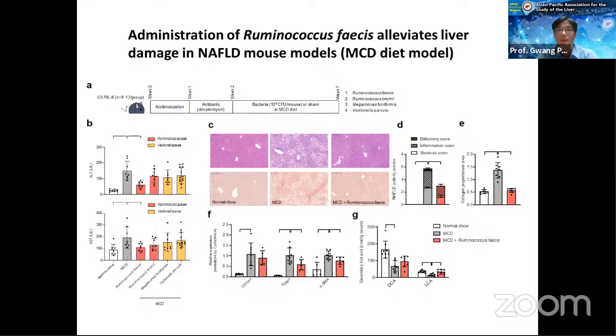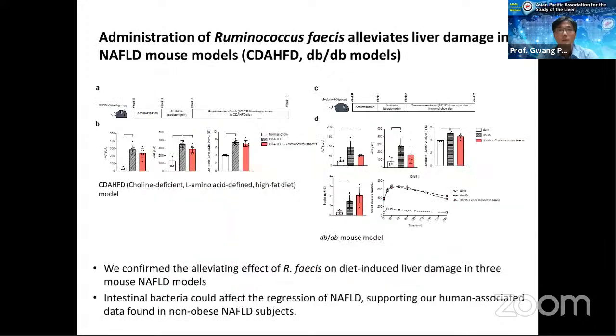In this case, that was the MCD diet model, and we also confirmed this in two different mouse models, the CDA-HFD model and the db/db model. We confirmed the ameliorating effect of Ruminococcus faecis on diet-induced liver damage in three different fatty liver disease models. And we also believe that the particular genes related to this family are related to different stool metabolites, which have a very close association with fatty liver disease.